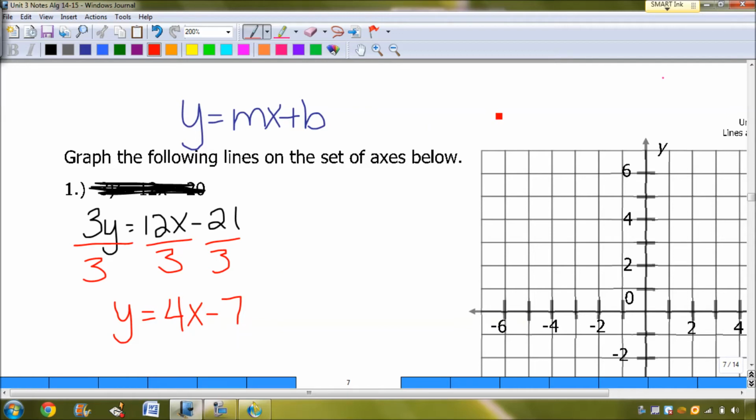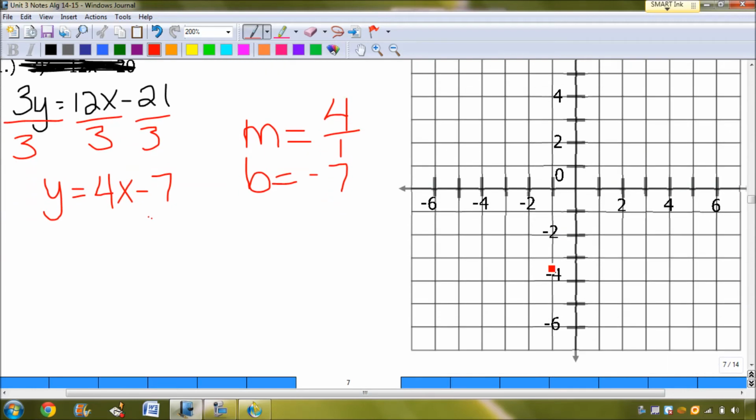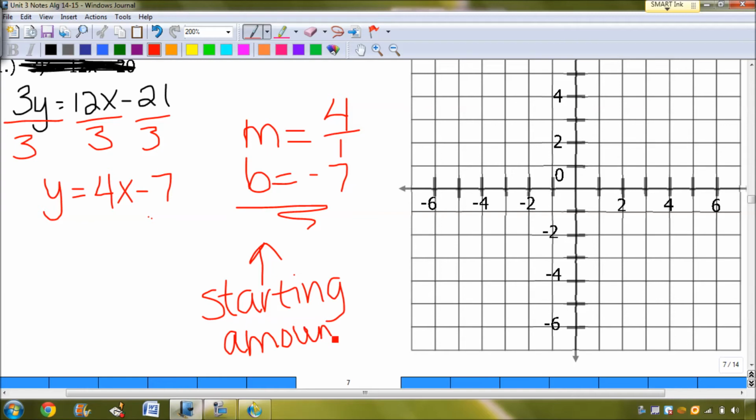So how on earth do I graph this out? Well, I'm going to identify what my slope is, and I'm going to identify what my y-intercept is. The slope is 4, and the y-intercept is this b value right here, which is negative 7. But when you write your slope, I want you to always write it as a fraction, so it's technically 4 over 1. Okay, so let's go ahead and graph this out. Your y-intercept is always going to be your starting amount. Okay, so I want you guys to fill that in because it's key that you know that that's your starting amount. It's also really important to know that for applications of linear equations.